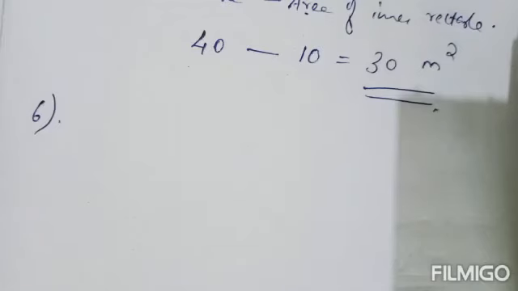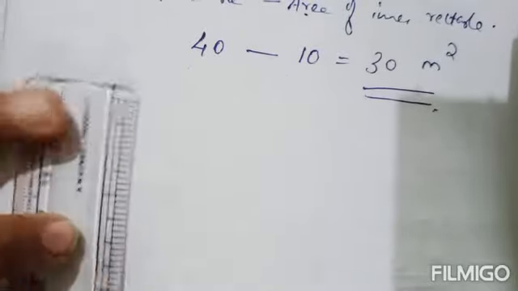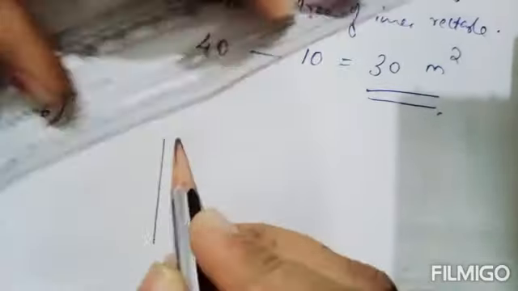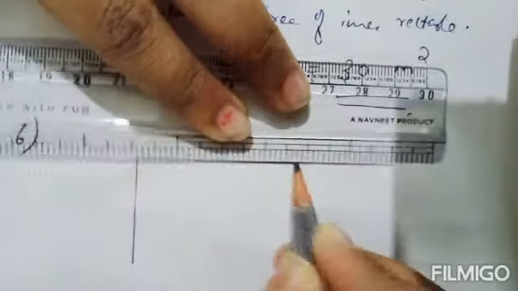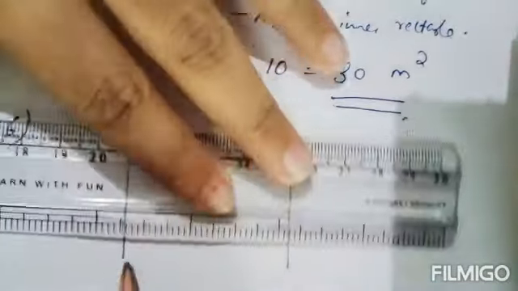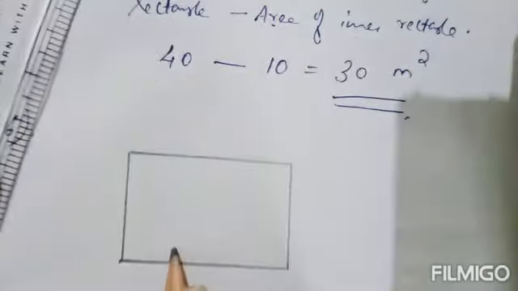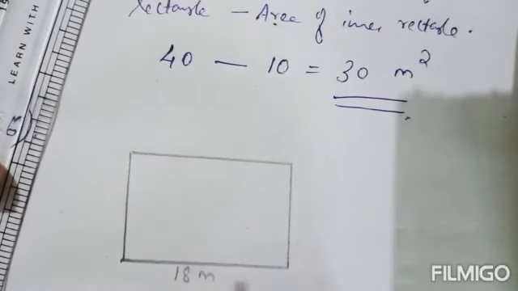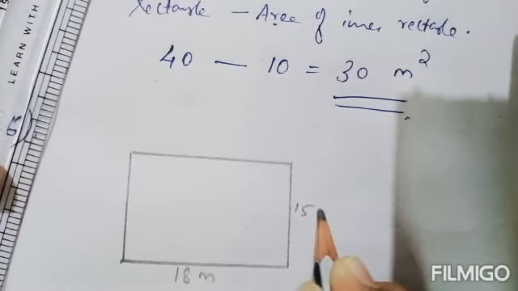Okay. Now sixth question. A garden 18 meter by 15 meter is surrounded by a path of uniform width 2.25. Find the area of the path. So here you have to draw the diagram first. A garden 18 meter by 15 meter. That means the garden is in rectangular shape. Its length and width are given. Let this be the garden. Its length is 18 meter and width is 15 meter.